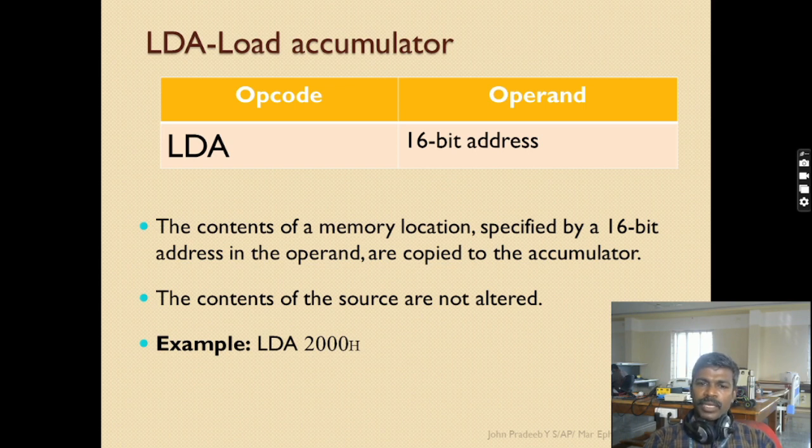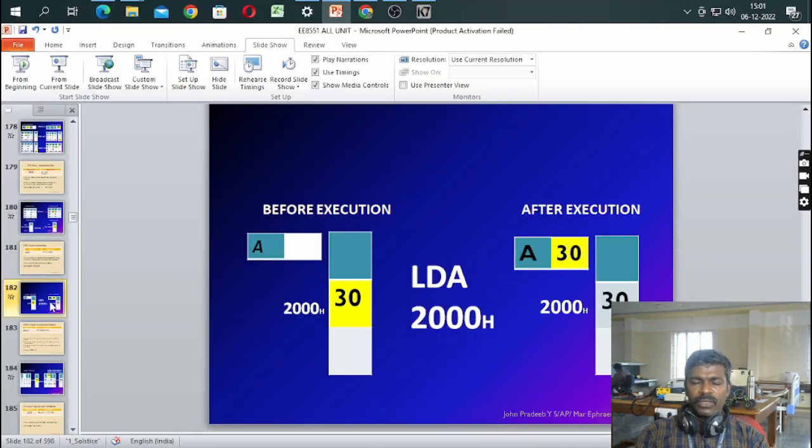So it is a 3-byte instruction, because it has 4 numbers in the instruction itself, that's why it is named a 3-byte instruction. So this is an example of the LDA execution process. 2000 is the instruction's address, the memory address. In this address the data 30 is available.